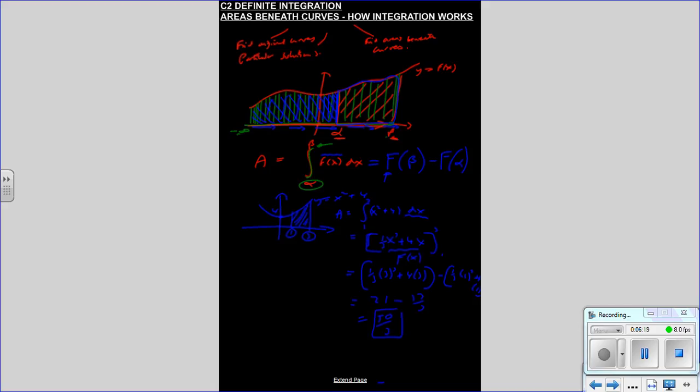Now, I've done that, right? How do I know if I'm correct? This is where your silver calculators come in. So this is where we need to start using our calculators and checking whether we're right.